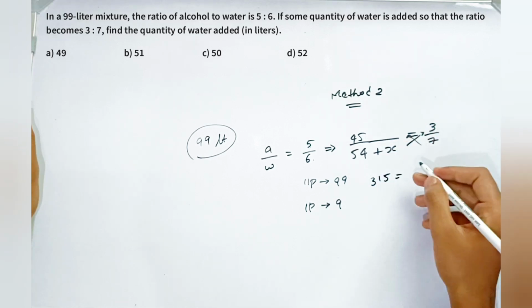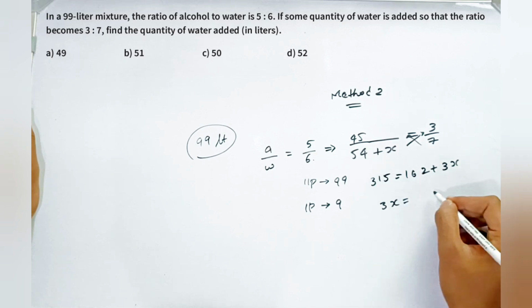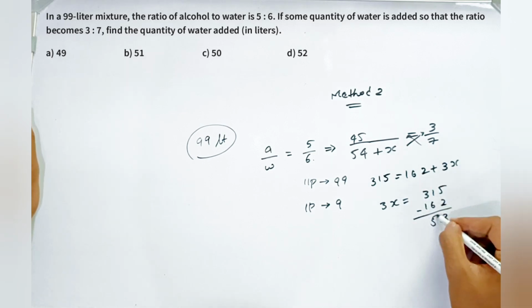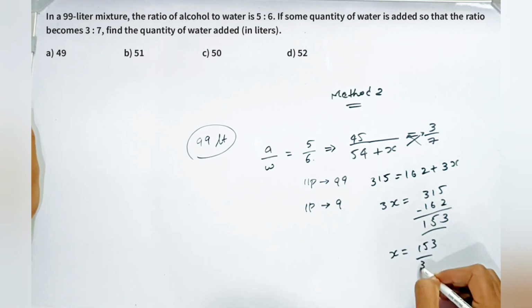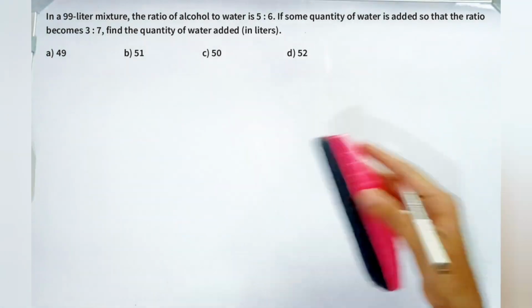And 54 threes, we know that it's 162 plus 3x. And here 3x is equal to 315 minus 162. It is 153. So here x is nothing but 153 by 3. It is also 51, the same answer that we got in the previous method also. Okay, 51 is the correct answer.